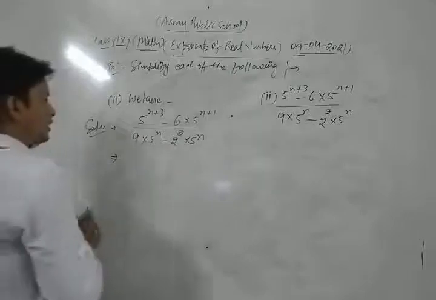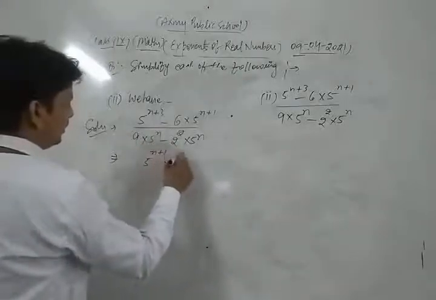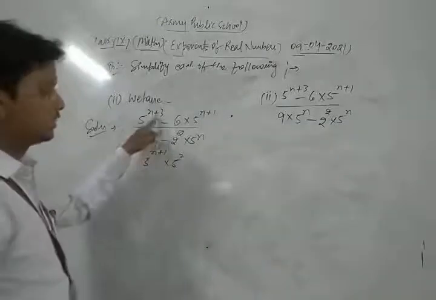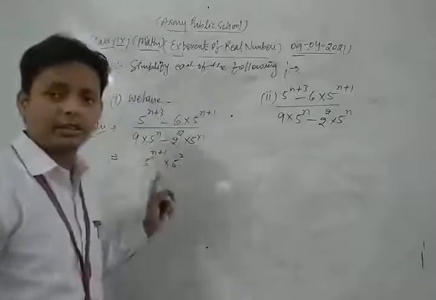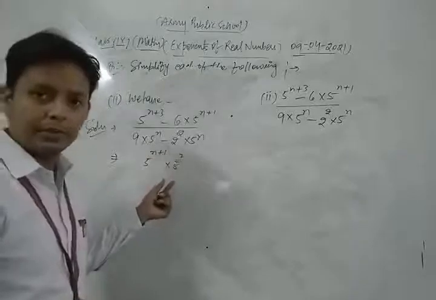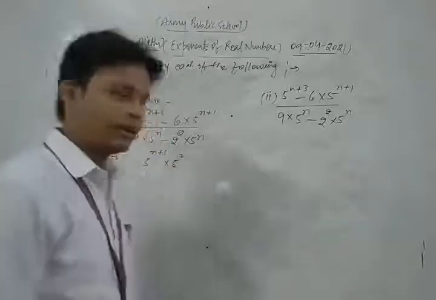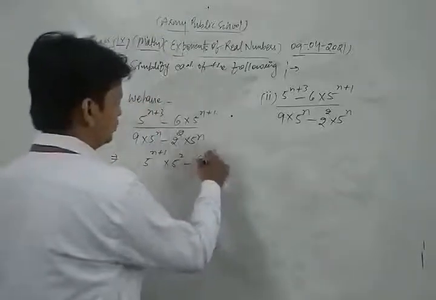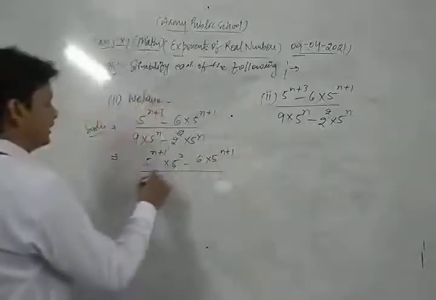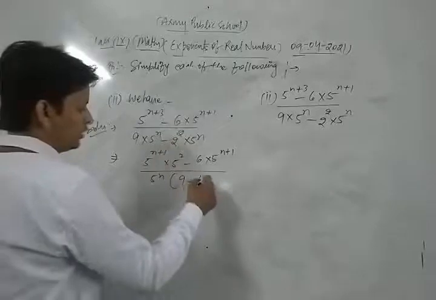First of all, from the numerator we write 5 to the power n plus 1 into 5 to the power 2. Okay, we can write it this way, because this is 3, so we can split it as 1 plus 2. So we take 5 to the power n plus 1 separately and we write 5 to the power 2. Now here we write 6 into 5 to the power n plus 1 as it is. In the denominator we take 5 to the power n as common, so we get 9 minus 2 power 2, which means 2 into 2, that is 4.